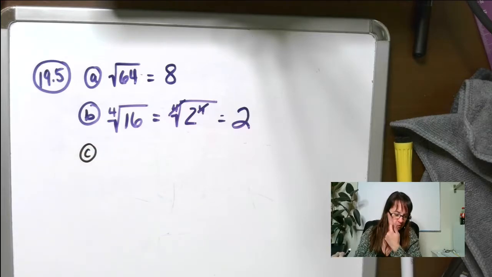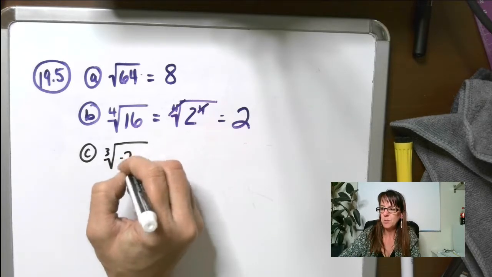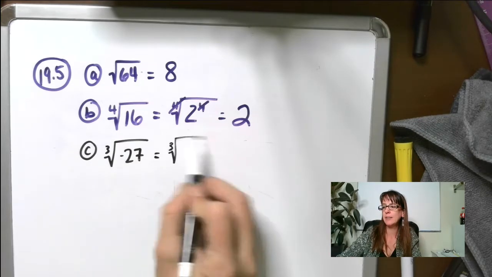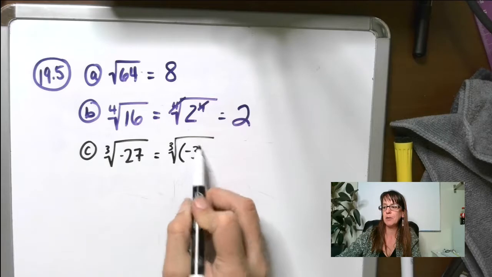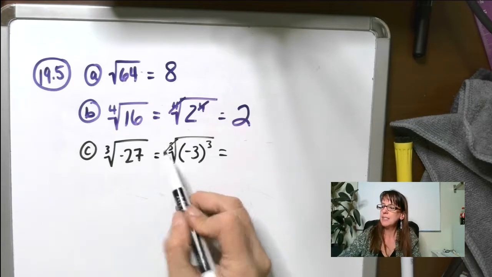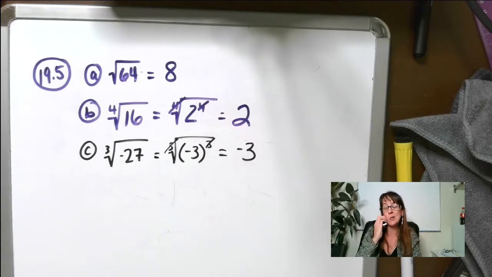Okay, so for C, we've got, I have no idea where we went. Oh, the cube root of negative 27. So I need something to the third power that gives me negative 27. That'd be negative 3 to the third power, because negative 3 times negative 3, positive 9 times negative 3, negative 27. So this cancels out with that, and I'm left with negative 3. Guys, this is you showing your work, okay? This is how you need to be doing these problems.